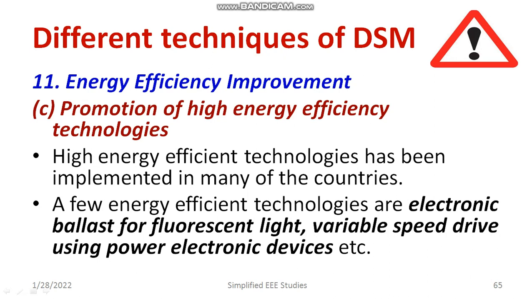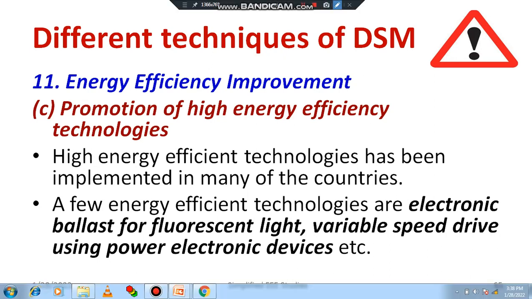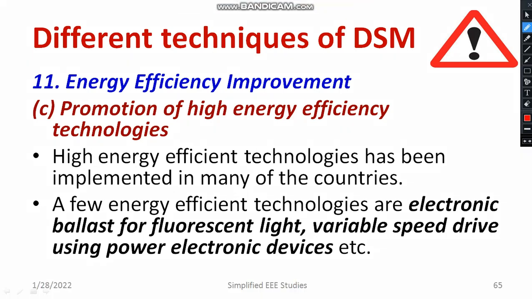Next is promotion of high energy efficient technology. There are different energy efficient technologies available. For example, usage of electronic ballast for fluorescent lights. VFD, usage of variable frequency drive, or you can call it variable speed drive. Instead of going for conventional speed control of induction motors, it is always advisable to use a variable speed drive, or variable frequency drive. And also high energy efficient lamps need to be used. Instead of using filament lamps, it is better to use CFL or LED.